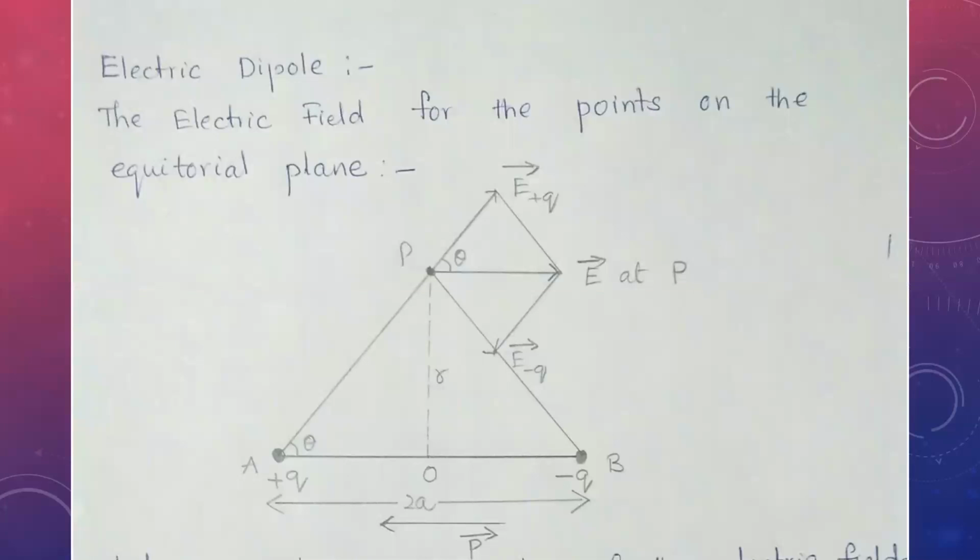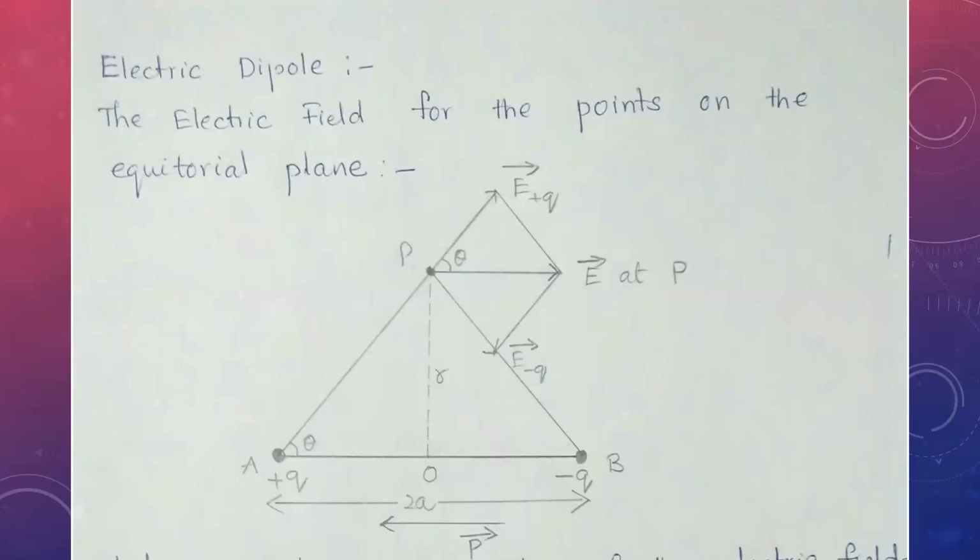Now, look at this figure. In this figure, a dipole is placed between A and B. At A, we have the positive charge. At B, we have the negative charge. O is the center of the dipole. OP is perpendicular to the axis of the dipole. The plane passing through OP, which I have not shown here, but if you imagine a plane passing through OP and perpendicular to the axis of the dipole, is called the equatorial plane.